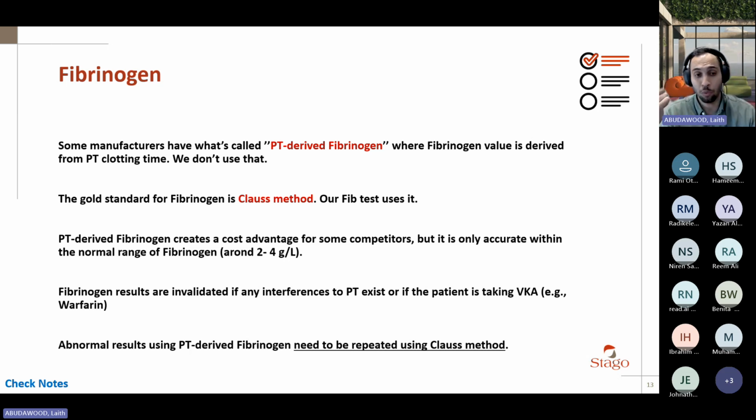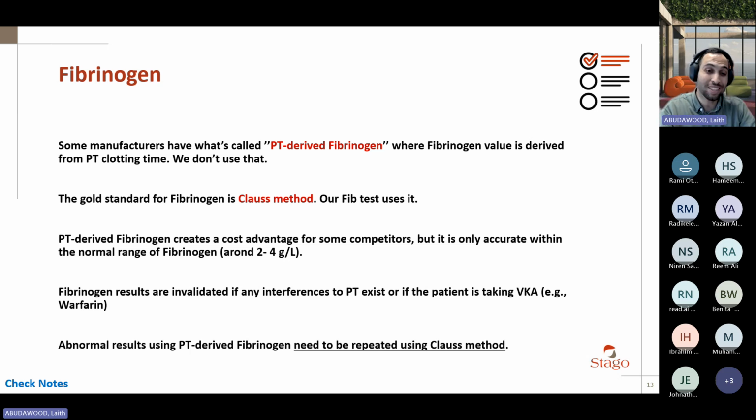The other problem with PT-derived fibrinogen. Now, as you know, if your patient is taking warfarin or has any issue that can interfere with PT, your PT-derived fibrinogen value is no longer valid. Because if you have anything interfering with your PT, the interference is with PT. How can I know an accurate value of fibrinogen? Maybe my fibrinogen is completely fine, but the PT result is not fine. So my fibrinogen looks like it's not fine, even though your fibrinogen is actually fine.